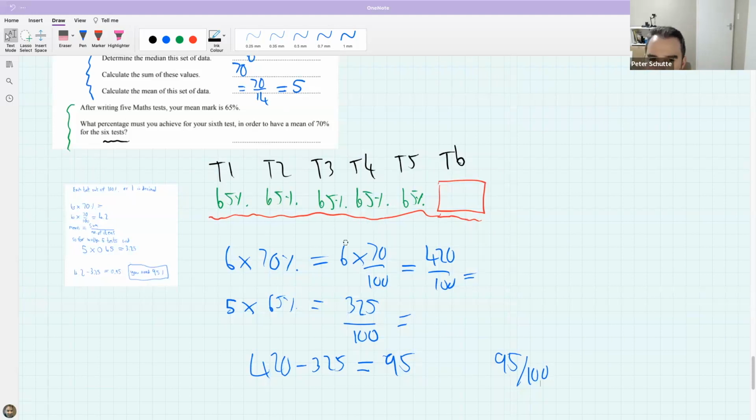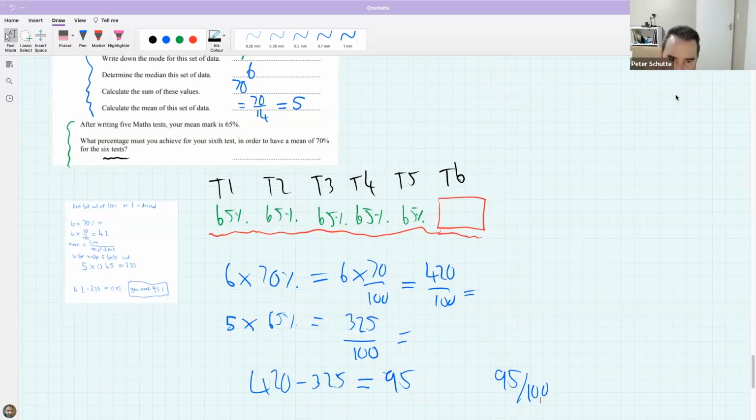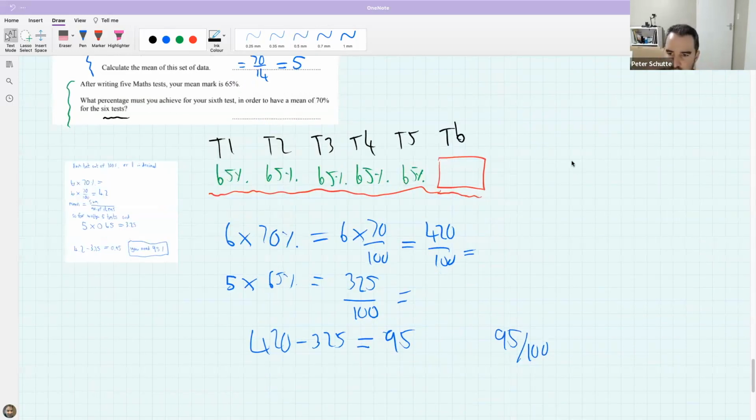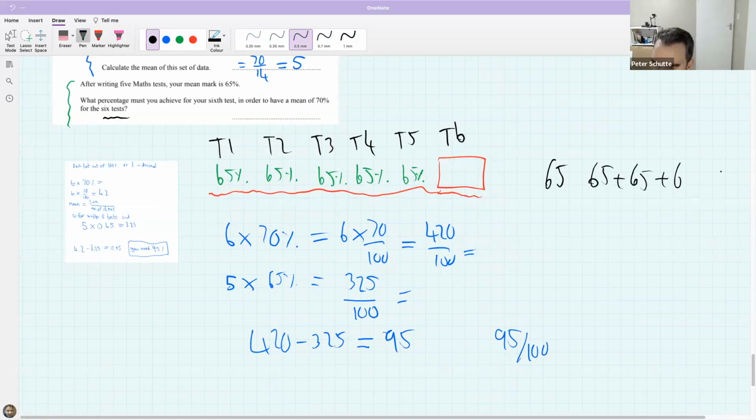So the way I would put it is, think of it this way. Think of it as each test is out of 100. If each test is out of 100 and you got 65, let me try one more before I do the last thing for today. Let's do it this way. Imagine that each test is out of 100. And if you got an average of 65, you must have got 65 marks for each test.